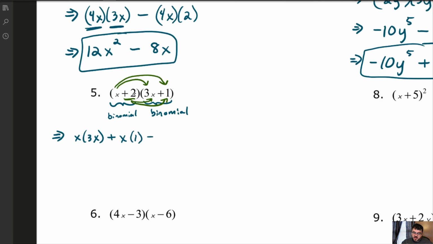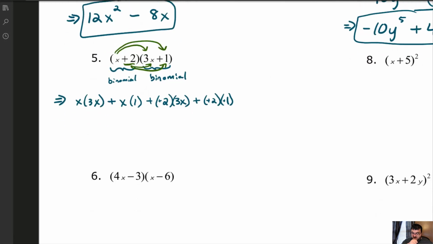And then now we have positive 2 multiplied by 3x. So we're going to have positive 2. You can put positive 2 if you want to, but you don't have to put the positive sign, times 3x. And then we have positive 2 times that positive 1, the very last number back there. So we'll have that right there, okay? Now all we need to do is multiply this out and then combine like terms if there are any.